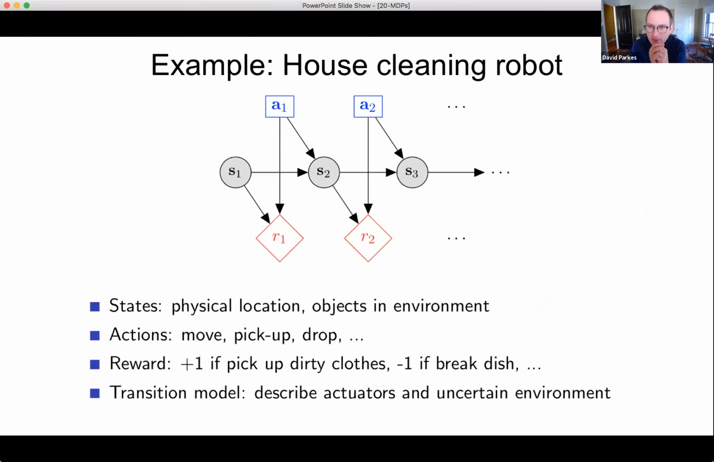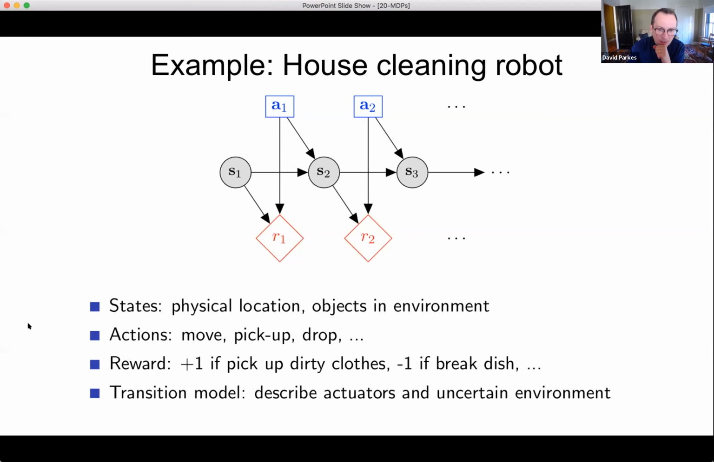Let's talk about a few examples to try to focus our ideas. One example is a house cleaning robot where the states are the physical location of the robot, the objects in the environment. You can think about having a robot tidy your room if you like. The actions are moving or picking something up or dropping something, and the reward might be +1 if you pick up dirty clothes, -1 if you break a dish, -5 if you move the carefully piled stack of CS-181 notes, etc.